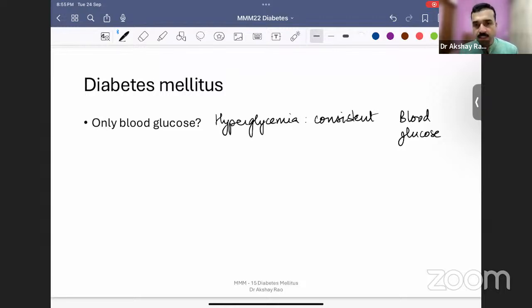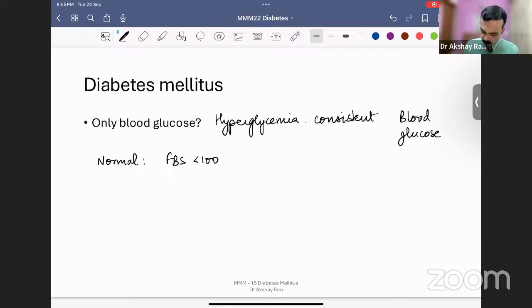Okay, so there are different ways to diagnose and monitor diabetes, amongst which blood glucose is the most commonly used method. And if you check the blood glucose levels for a particular person, and if it happens to be elevated, we should know what is normal. So what is normal blood glucose? If we measure in the fasting state, fasting blood glucose or sugar level should be less than 100 for a normal individual.